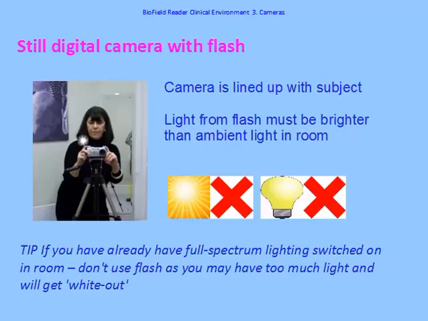Just a little bit more about still digital camera with flash. Again, make sure that the camera's lined up with the subject. That also applies to video camera too. The light from the flash must be brighter than the ambient light in the room to get the best effect from the flash. So don't have sunlight streaming in over the subject or a light bulb brightly shining. Try to get rid of those. And if you already have full spectrum lighting switched on in the room, don't use the flash as you may have too much light and you'll get white out.